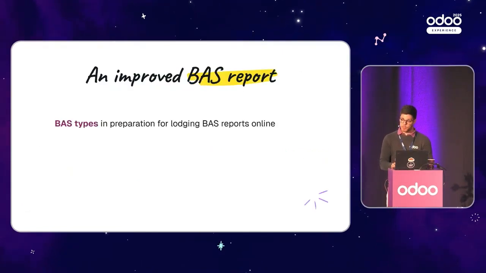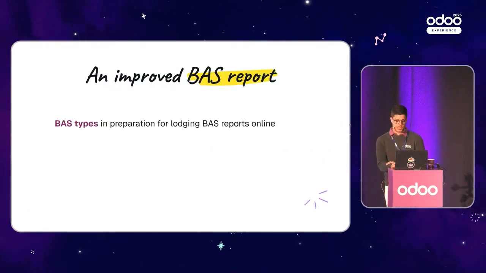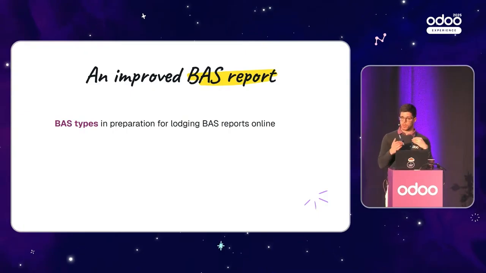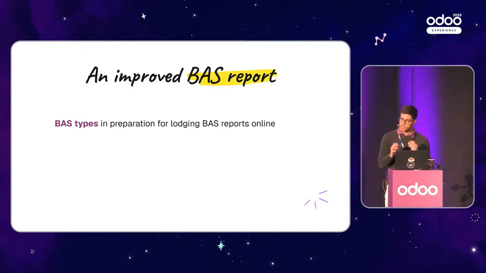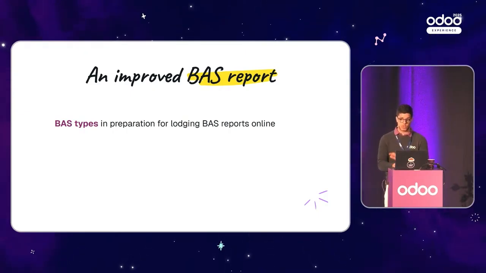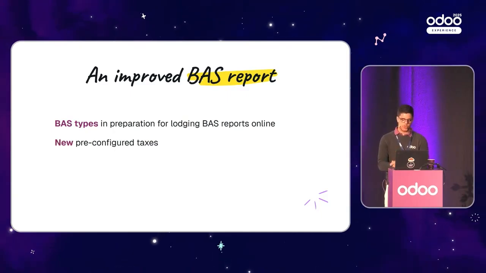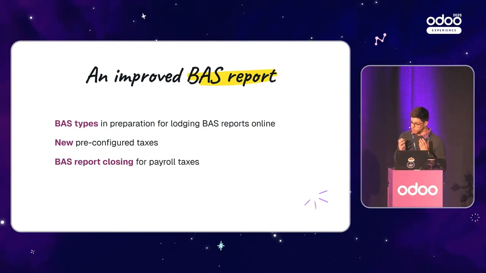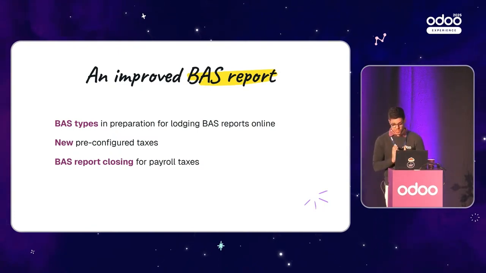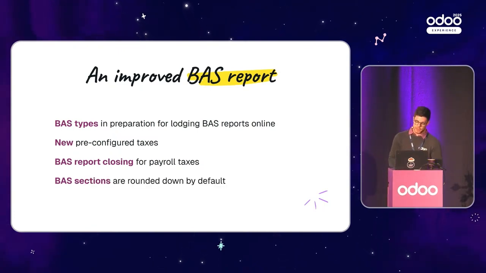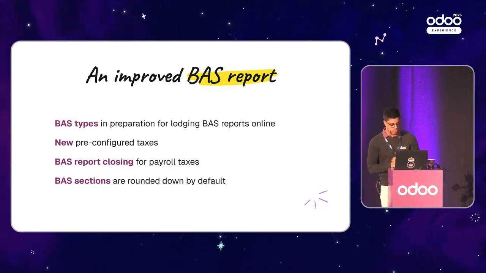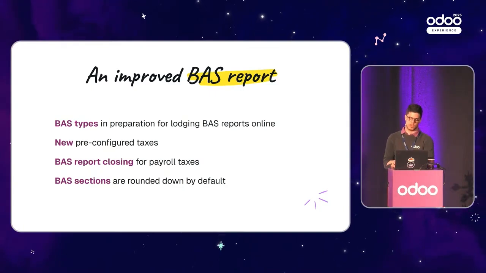All right, an improved BAS report, a lot of improvements here and there. I'm going to dig into it in a little bit. First of all, you can choose different types of BAS so that you can only see, for example, BAS A, BAS C, BAS D, so that you can only see the information that's actually relevant to your business. We have some new pre-configured taxes that I'm going to go and explain. We have the BAS report closing for payroll taxes, which was not possible in the past. And finally, all the BAS sections are now rounded down by default. It's a small addition, but it's a legal requirement. So we added this into our BAS report.